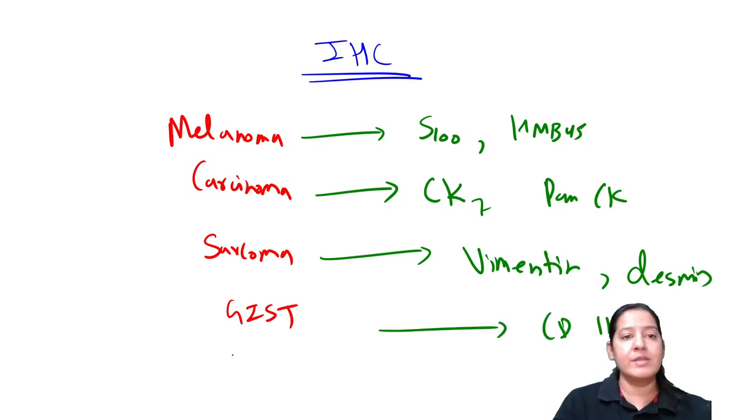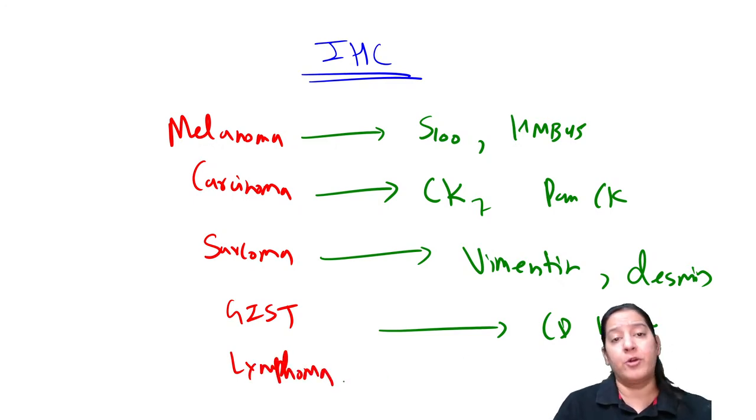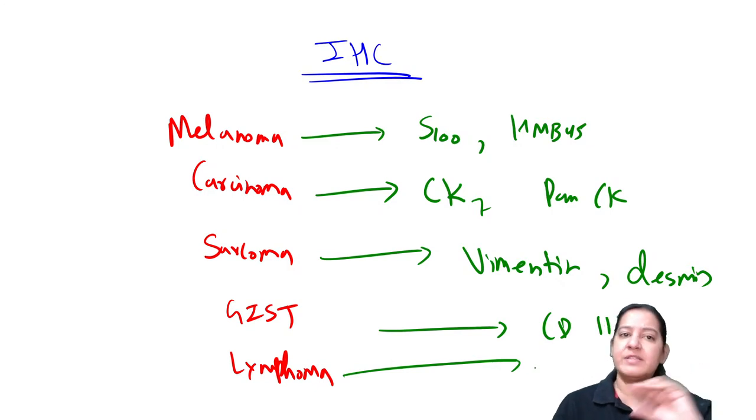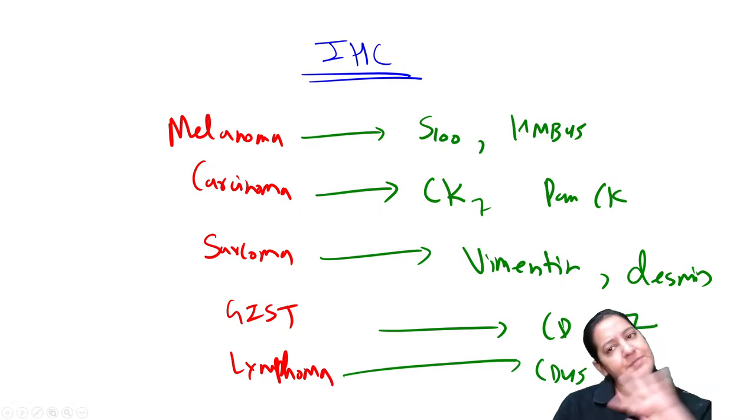What is the marker of lymphoma? Very important question. So there is one marker which is present in all lymphomas. What is that marker? The marker is CD45. CD45 is present in all lymphoma.